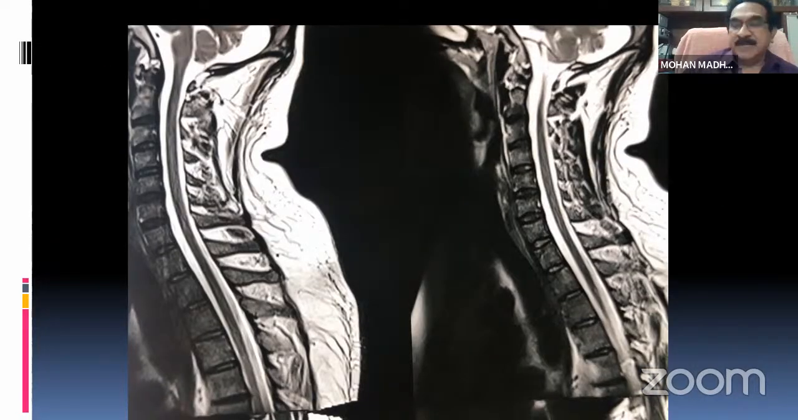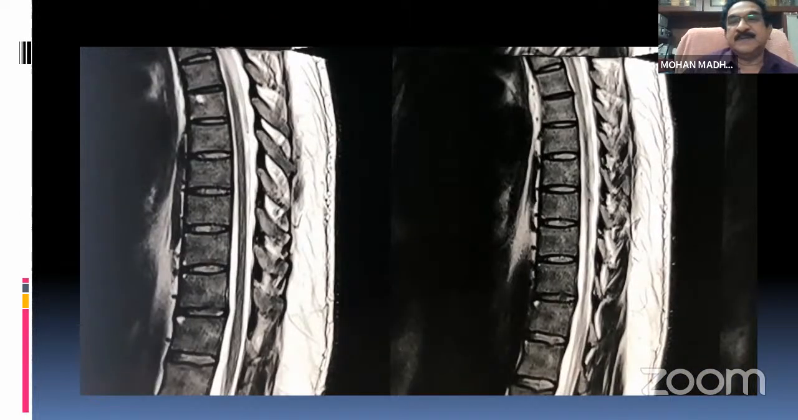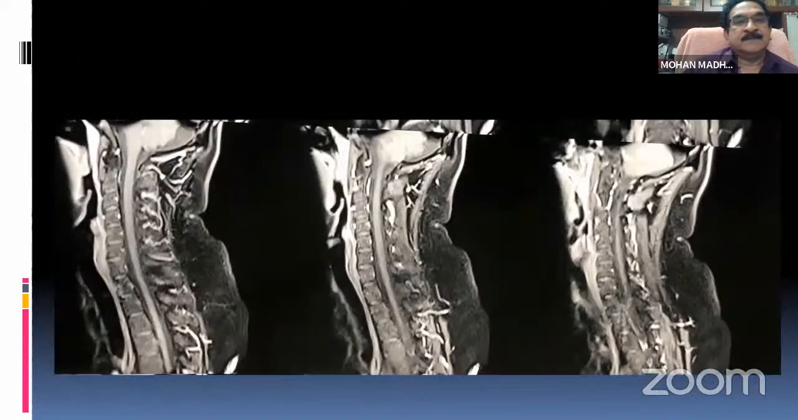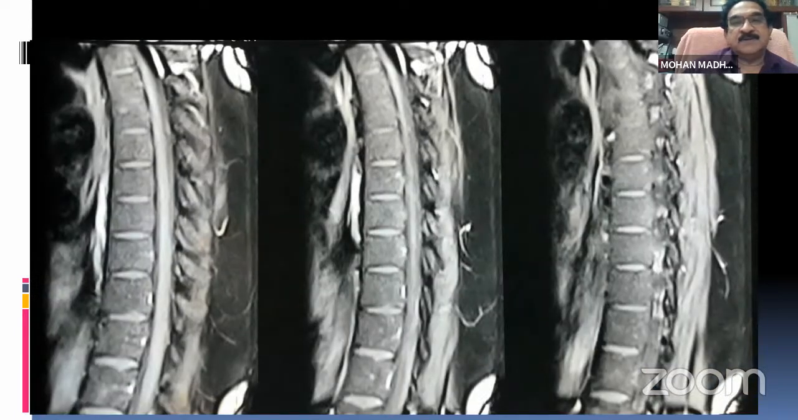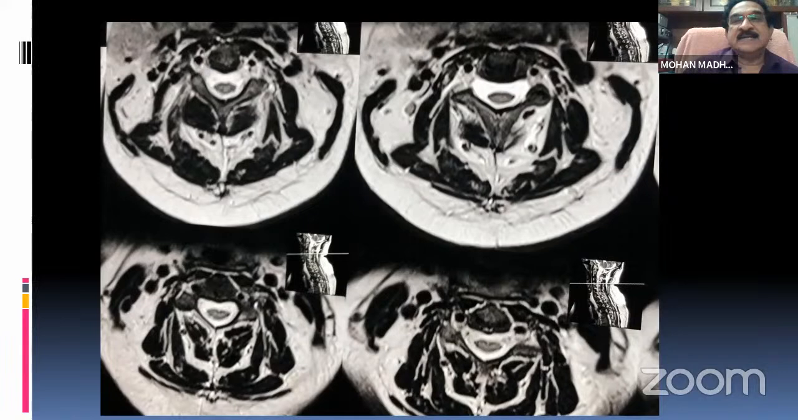So MRI was repeated by Arun George at that time. The previous lesions in the spinal cord have almost disappeared. So this hyperintensity is not there, except for mild atrophy of the spinal cord. This is the contrast MRI of the dorsal cord. This is the axial cut. The cord has gone down to slight atrophy, whereas initially it was bulky. But the hyperintensity is still persisting inside the cord, but the cord is atrophied.